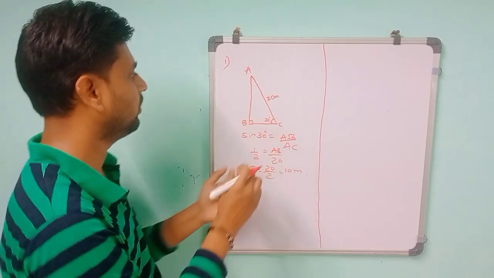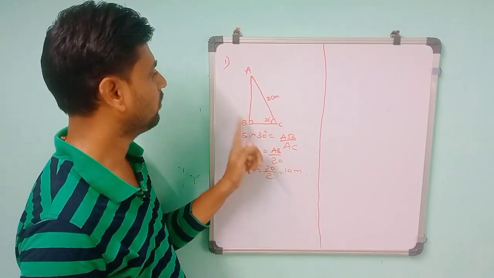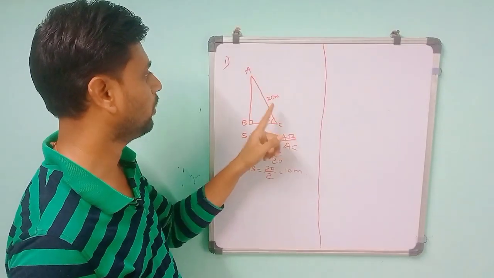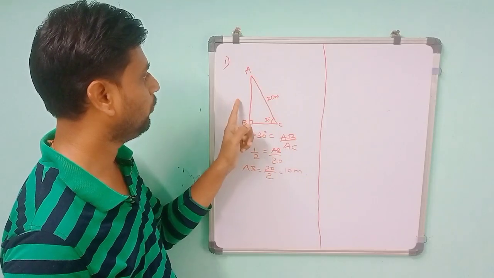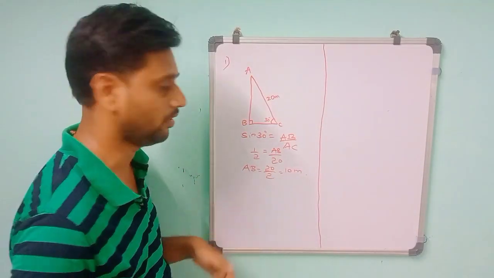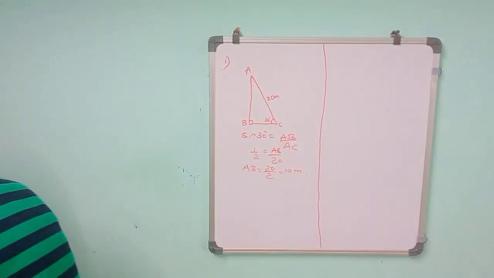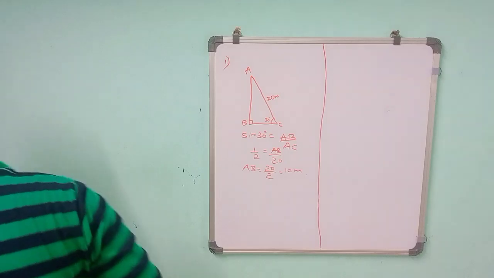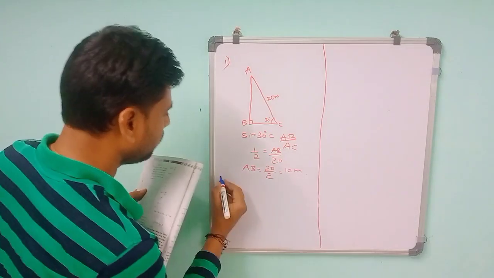I took sine 30 because it is opposite by hypotenuse. This one is the unknown value and this is the known value. So we have to take one known value and the unknown value which we have to find. So AB is equal to 20 by 2, which is equal to 10 meter. That's the second one.